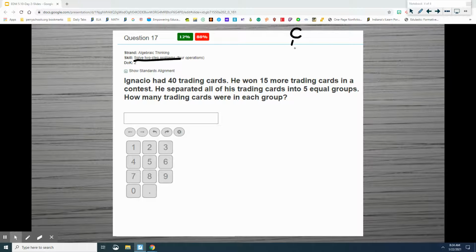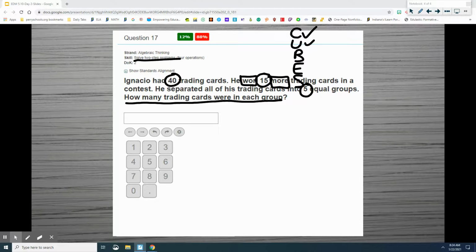So I'm going to go with cubes again, and I'm going to circle my numbers. He has 40 trading cards, 15. He's got 5 equal groups. That's it. How many trading cards were in each group? It's not asking how many cards he has, but how many are in each group. Box in my keywords. So he won 15 more. To me, that tells me I'm going to add. He separated all of them into equal groups. To me, that makes me think divide. And then we're looking at each group again.